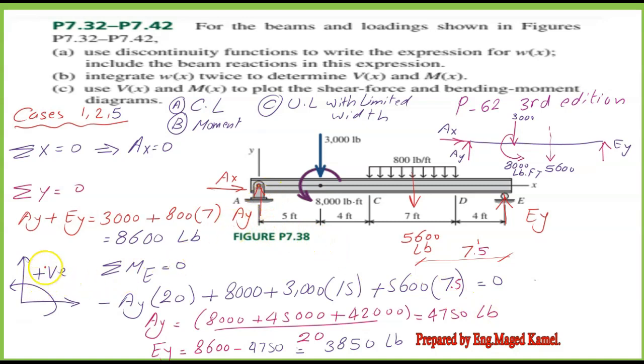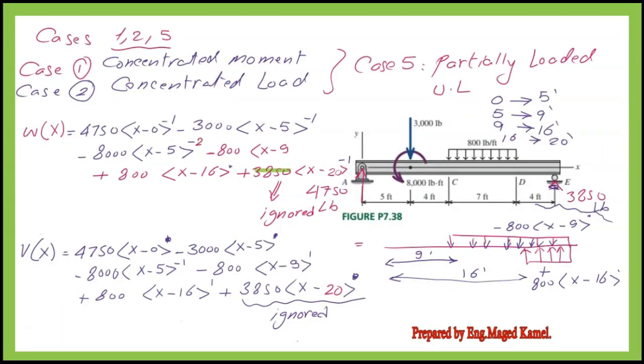From sigma y equal to 0, we have A sub y plus E sub y equals 8,600 pounds. So we could say that E sub y equals 8,600 pounds minus 4,750, which equals 3,850 pounds. This is our starting point to get the values of the reactions at support A and support E. We will move to the next slide.